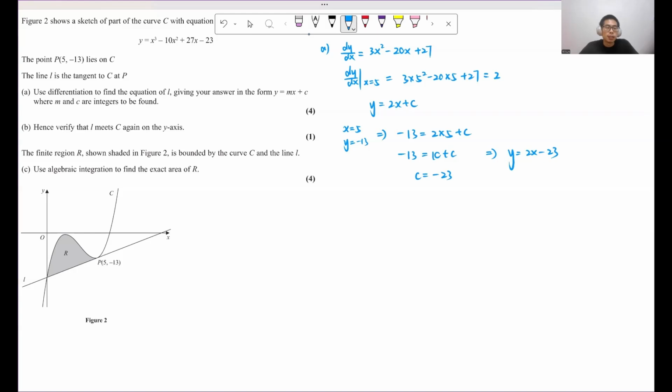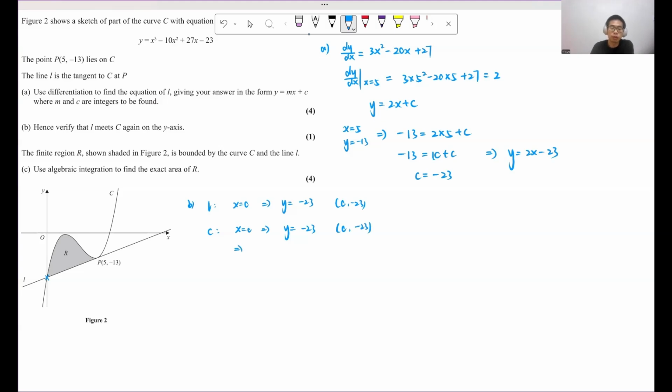And then hence verify that L meets C again on the y-axis. So basically, we want to show that they both have the same y-intercept, which is quite obvious. For the line L, when x equals 0, y is equal to -23, so 0 and -23. For the curve C, when x equals 0, y is equal to -23, because 0 minus 0 plus 0 is just 0, so -23 is just -23. So 0 and -23.